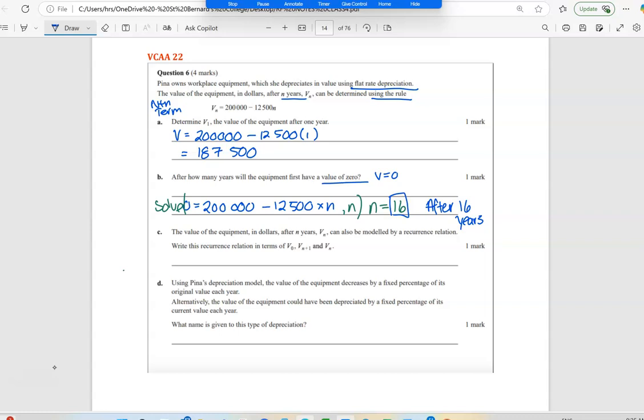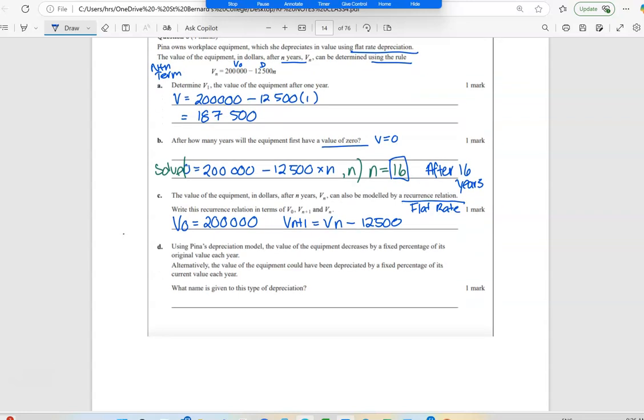The value of the equipment in dollars after n years can also be modeled using recurrence relation. So now we want recurrence relation, remember, and we're on flat rate. So go to your formula sheet. We know for recurrence relation, we have to write the initial value. Now up here, remember nth term, that is V0, so I've got that. And then the n plus 1 rule is Vn minus the D value, which I can also see up there from the nth term rule. There you go. And there's the recurrence relation.